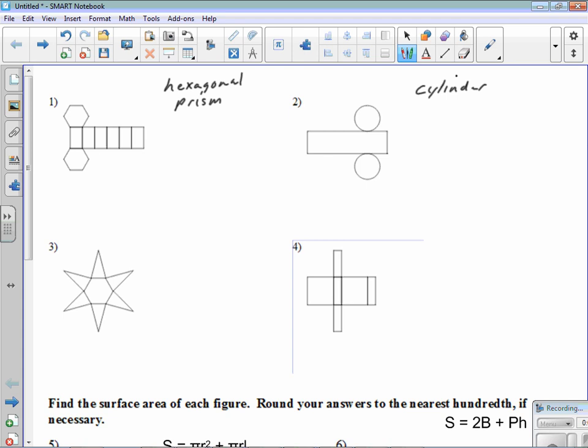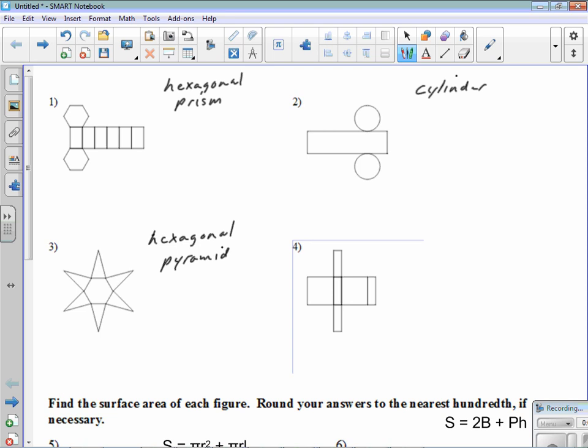Number three, you got one hexagon with a triangle going out from every side of the hexagon. So if you brought all those triangles together, you're going to make a pyramid. And since the base is a hexagon, it's a hexagonal pyramid or hexagon-based pyramid, depending on what text you look at to tell you what to say.